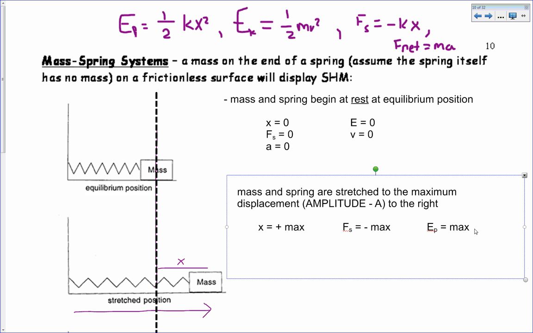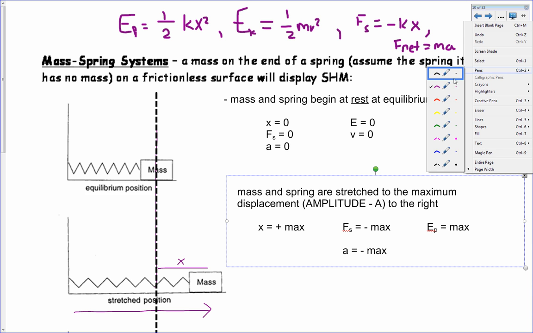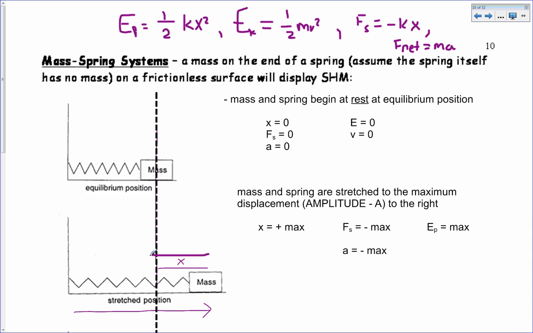If the restoring force is a maximum, that means acceleration is a maximum. And because restoring force is negative, acceleration is negative, so acceleration is a negative maximum. As soon as you let go of this mass, it's going to accelerate back this way. So x is positive, but the acceleration is negative because it accelerates back towards the left, in the opposite direction as the displacement.